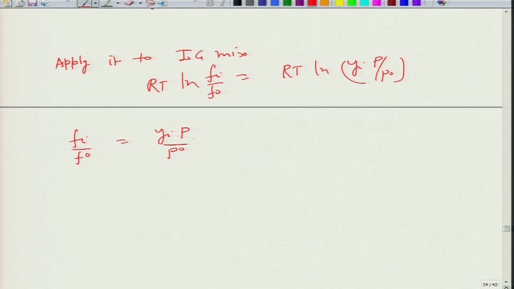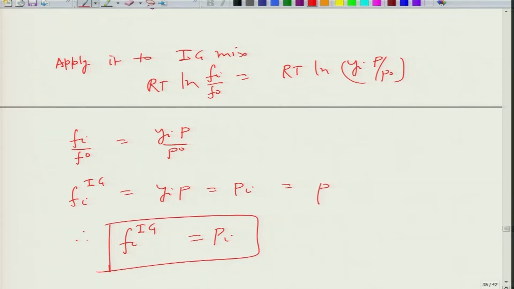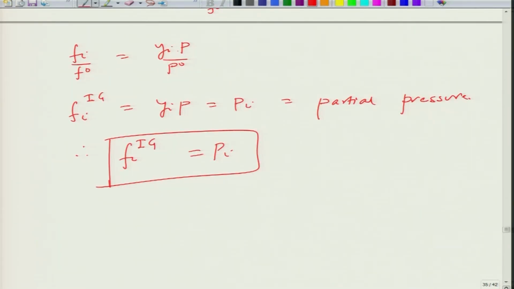So, let us look at it here. Since F0 and P0 are connected, I can simply write Fi, and this, for the ideal gas, is nothing but Yi P, and Yi P is nothing but Pi, okay. So, therefore, Fi of an ideal gas, the fugacity of a component i in the ideal gas mixture, is nothing but the partial pressure, okay.